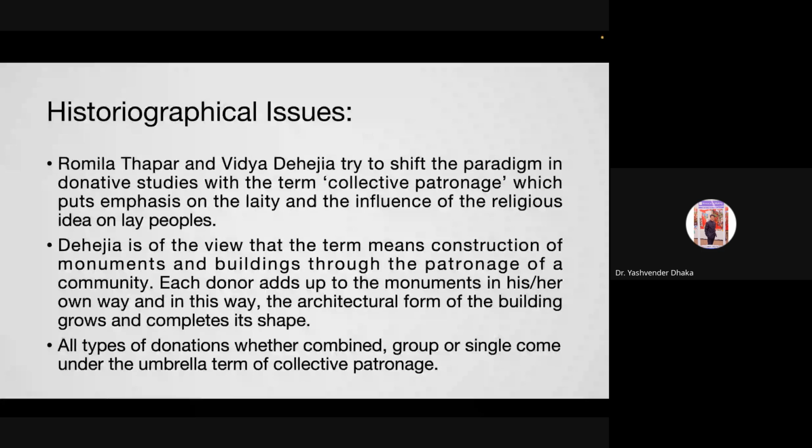In this, Dehejia is of the view that the term means construction of monuments and buildings through patronage of a community. Each donor adds to the monument, and the architectural form of the building grows and completes its shape. So it's a layered history, a layered religious history, and the religious structure grows in time. It is not like one monarch, like Ashoka, says you have to build this, and then provides all the resources and it is built in one go. It is not so. We have seen in the case of Sanchi also, it is donated over a period of time, and through those donations the structure evolved over 2-3 centuries.